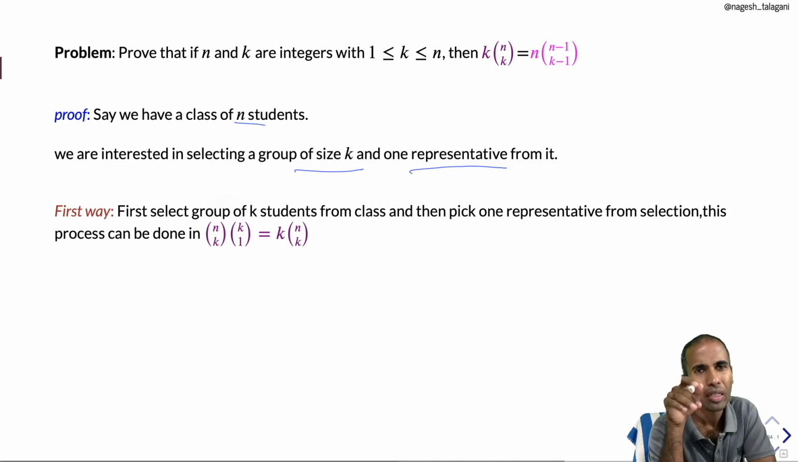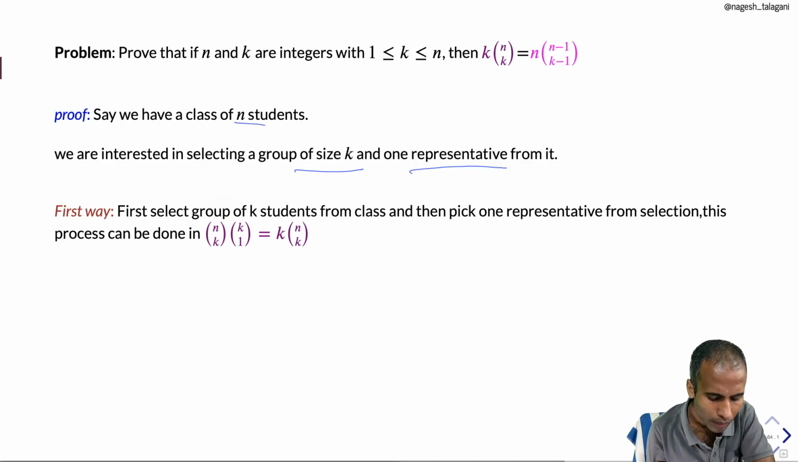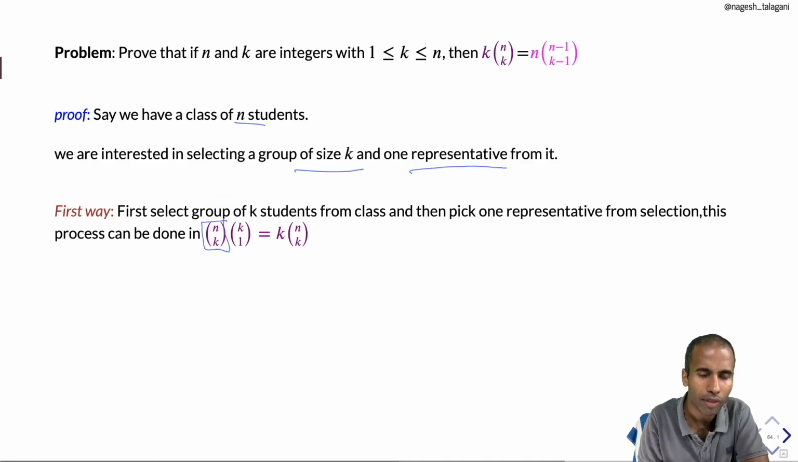First way is, first select the group of size k from the whole class and pick the representative from the selection. Okay, so first you pick a group of size k, that can be done in n choose k ways. Then you pick one representative from the selected k people, that can be done in k choose 1 ways. So this process can be done in k times n choose k ways.